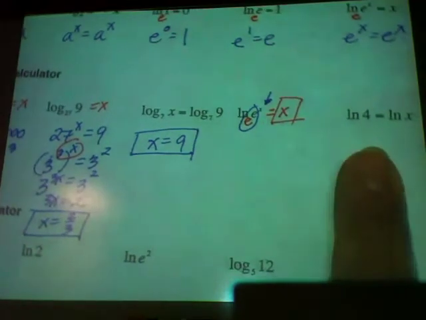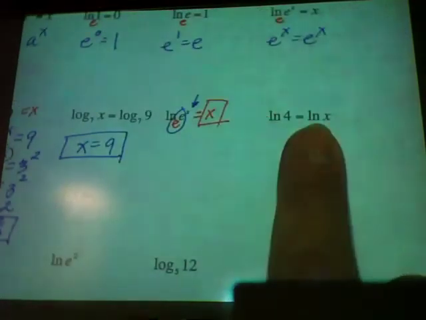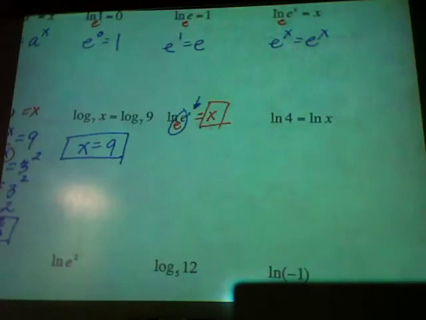So look at this one over here. You have a natural log and a natural log, 4 and x. What does x have to be? 4.